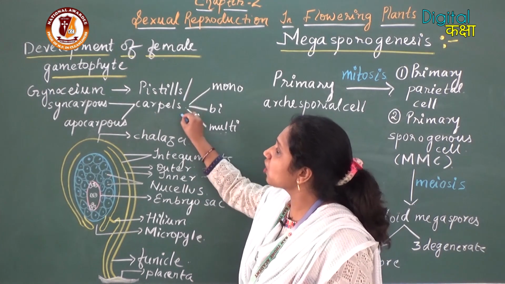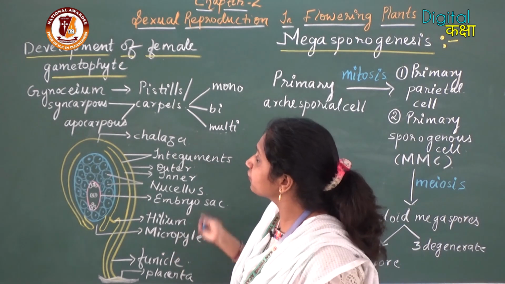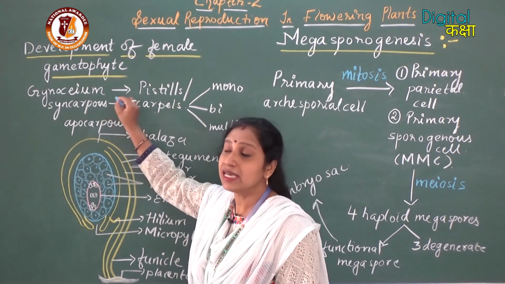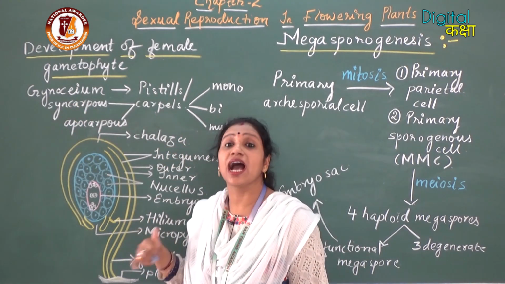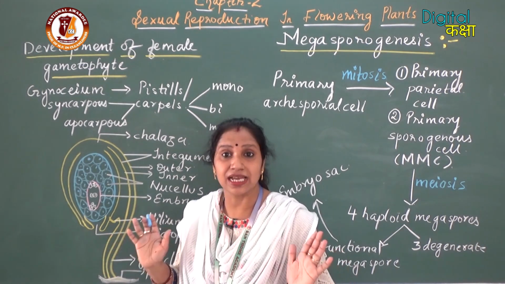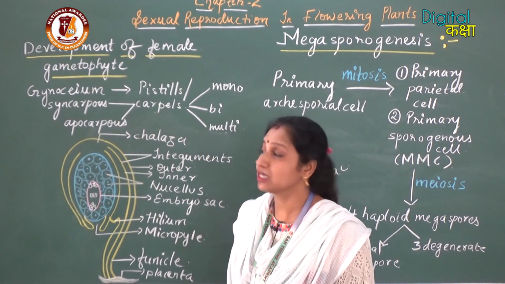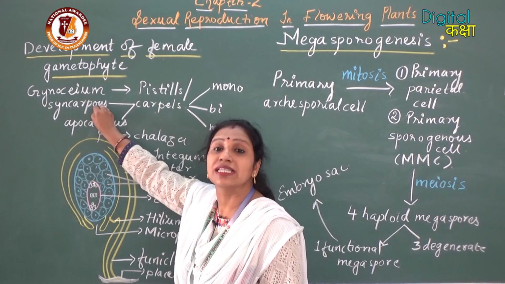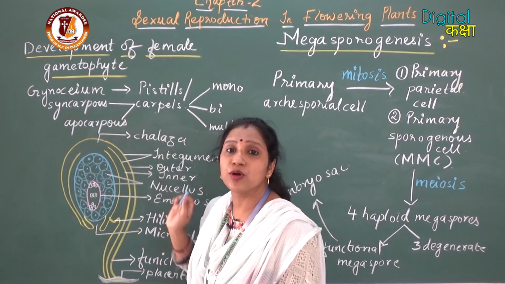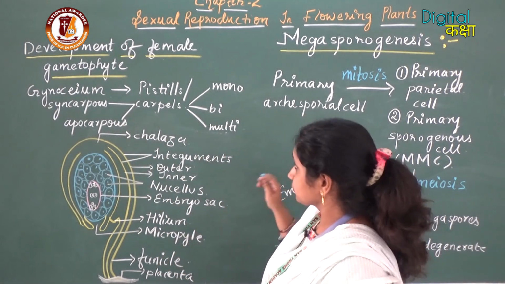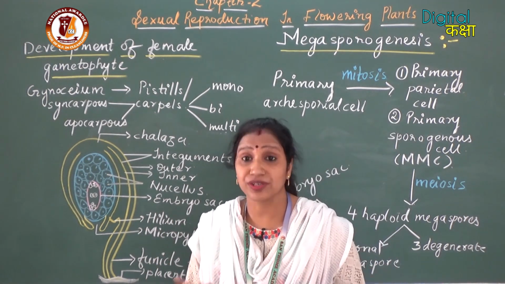Now, these carpels or pistils may be free or they may be fused. If they are fused with each other, that is called the syncarpous condition. And if the carpels are separate, they are free, then that is called the apocarpous condition. So, fused carpels are syncarpous, and free carpels are apocarpous.